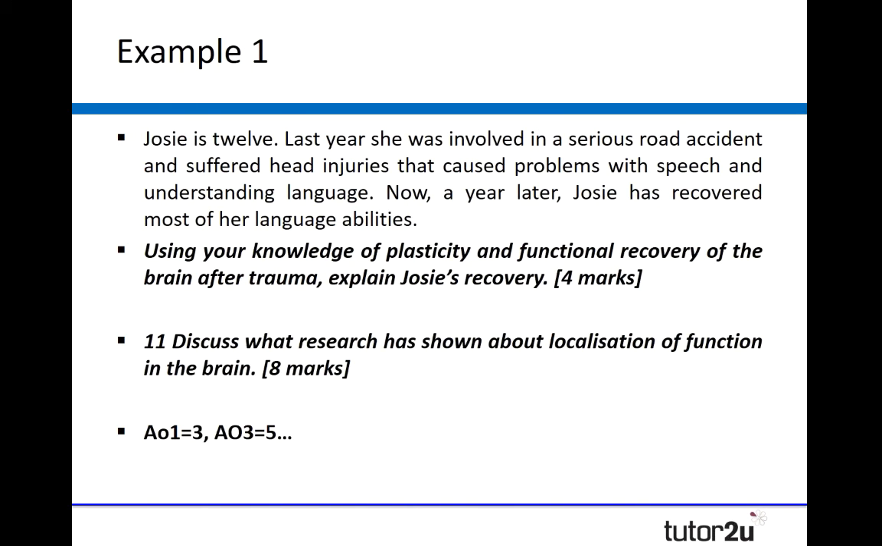The first one, Josie's 12. Last year she was involved in a serious road accident and suffered from head injuries that caused problems with speech and understanding language. Now, 1 year later, she's recovered most of her language abilities. So, a nice little extract there. The question then says, using your knowledge of plasticity and functional recovery of the brain after trauma, explain Josie's recovery for 4 marks. So you can see in that biopsych question, quite a tricky application question that actually has 2 elements, both plasticity and functional recovery in there.